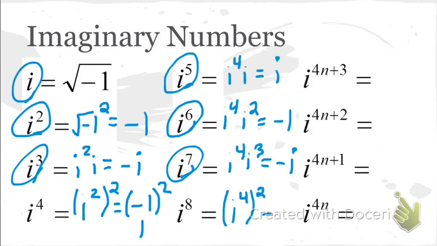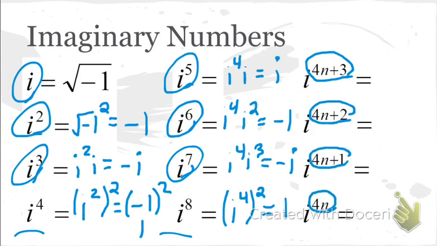Power over power, you multiply. 1 squared is 1, and that is the same exact thing as i to the fourth. So in general, if you have i raised to a big number, see what the remainder would be if you divided it by 4. Anything with a remainder of 3 would equal negative i, because you can rewrite that as i to the n to the fourth, and then times i to the third, which we know i to the third is always negative i.